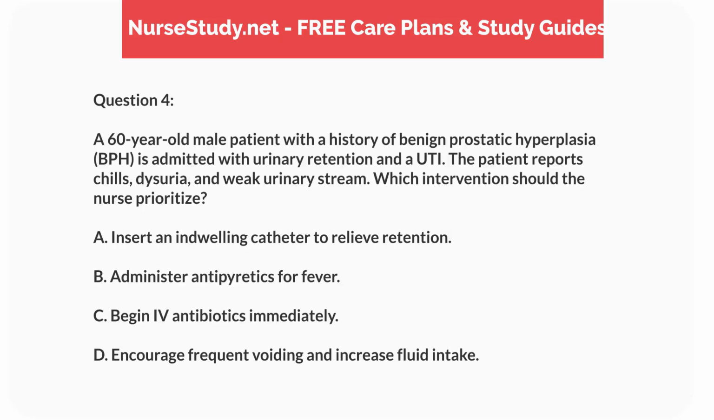Question 4. A 60-year-old male patient with a history of benign prostatic hyperplasia, BPH, is admitted with urinary retention and a UTI. The patient reports chills, dysuria, and weak urinary stream. Which intervention should the nurse prioritize? A. Insert an indwelling catheter to relieve retention. B. Administer antipyretics for fever. C. Begin antibiotics immediately. D. Encourage frequent voiding and increase fluid intake.